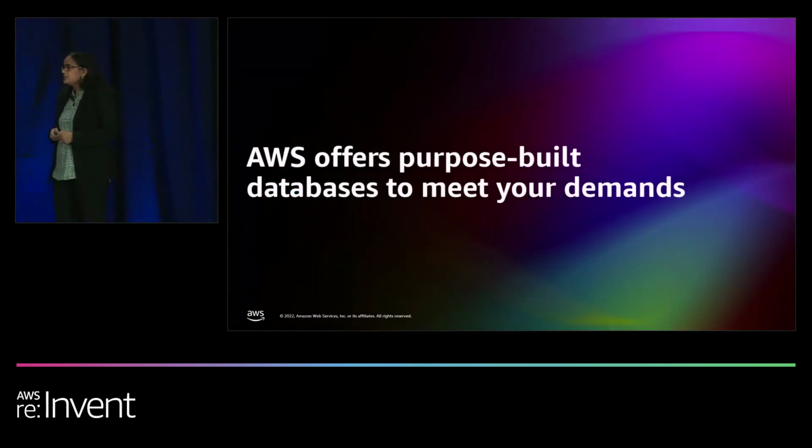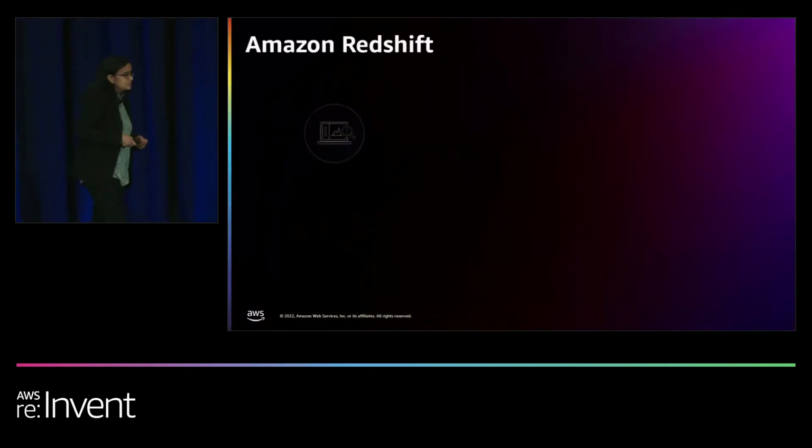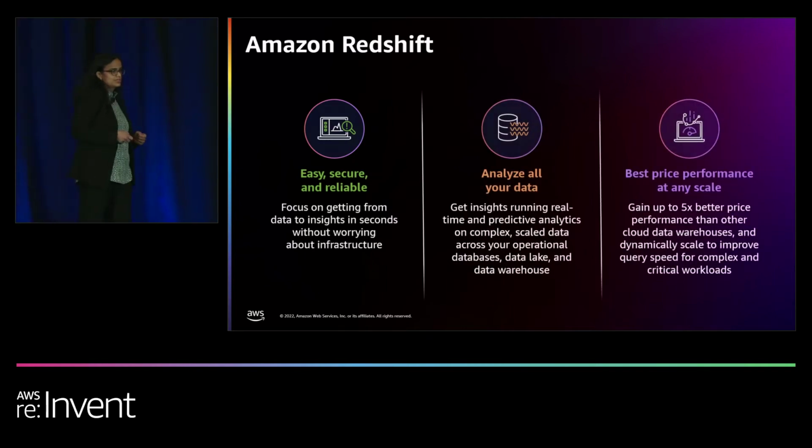So how do we at AWS think about this problem? At AWS, we believe in offering purpose-built databases to meet specific use cases. Amazon Redshift is the data warehouse in the AWS stack. Broadly, Redshift offers 3 key benefits. First of all, it's easy, secure, and reliable, so that you can focus on getting insights from the data rather than having to deal with infrastructure.